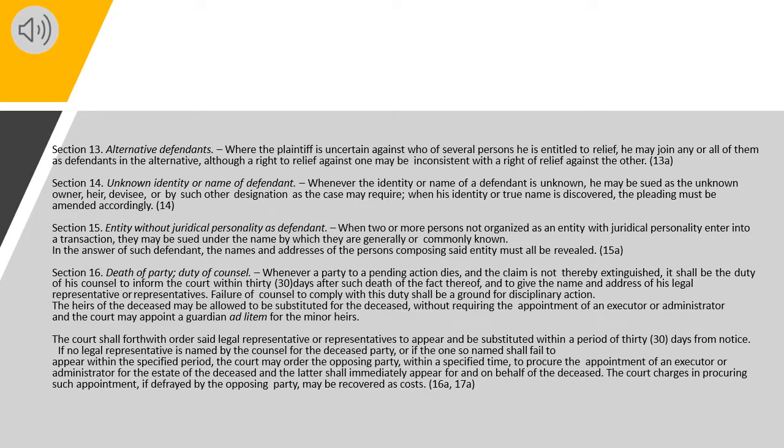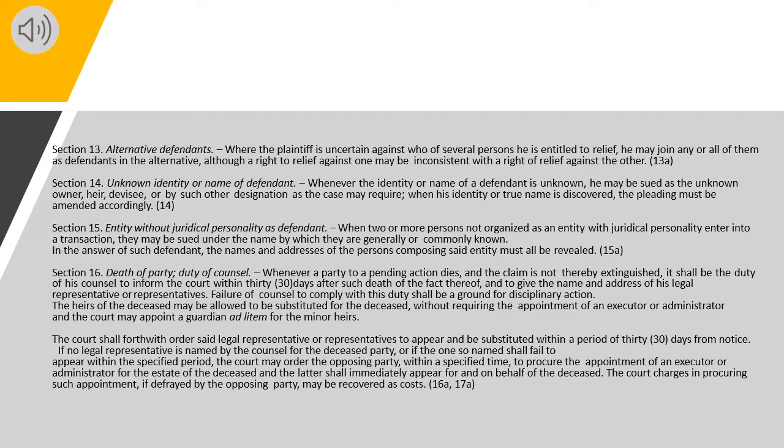Section 14. Unknown identity or name of defendant. Whenever the identity or name of a defendant is unknown, he may be sued as the unknown owner, heir, devisee, or by such other designation as the case may require. When his identity or true name is discovered, the pleading must be amended accordingly.